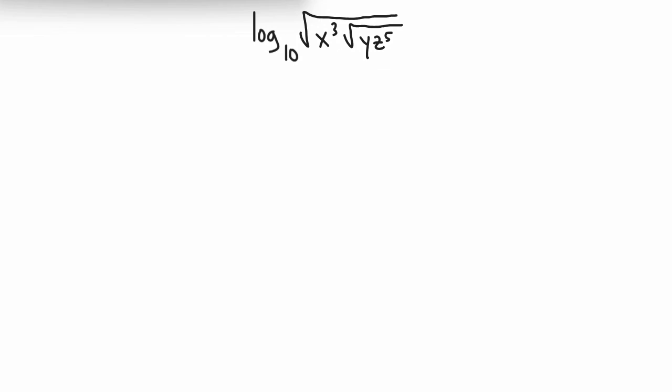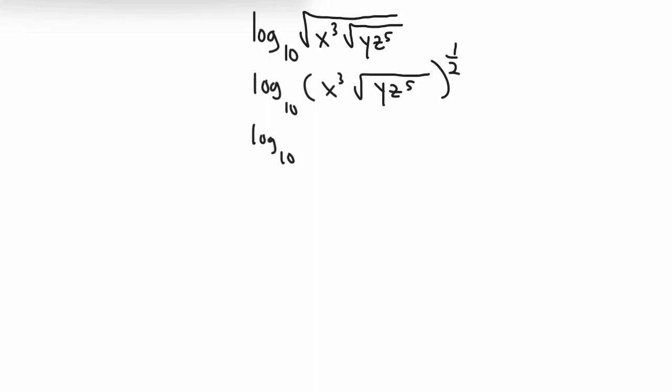Problem 2. Okay, on this one we've got a couple square roots. I'm going to do the outer square root first. So we have x cubed square root of yz to the fifth, that's all to the 1/2 power. Now I'm going to change the other square root. Yz to the fifth to the 1/2 power. This is all to the 1/2 power.